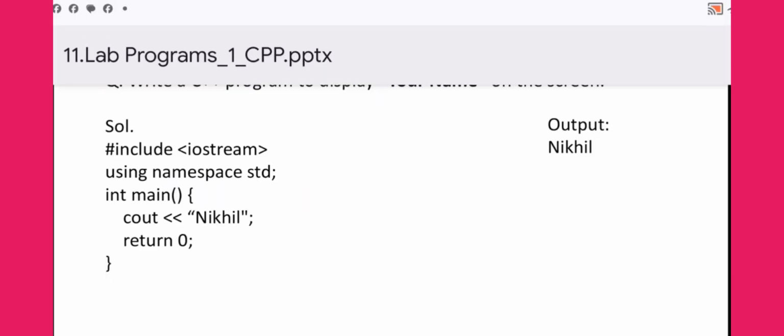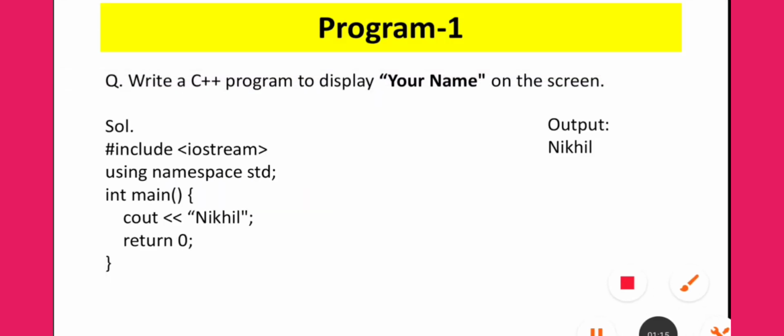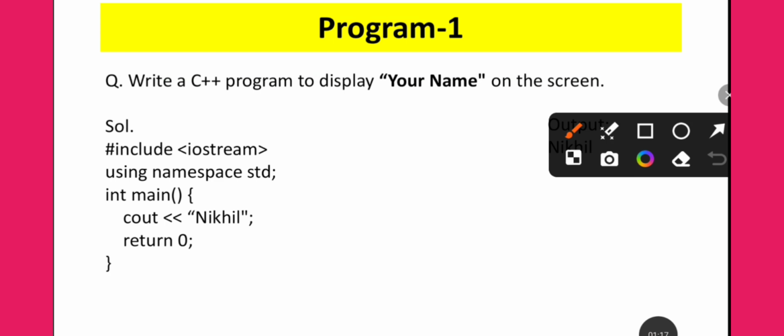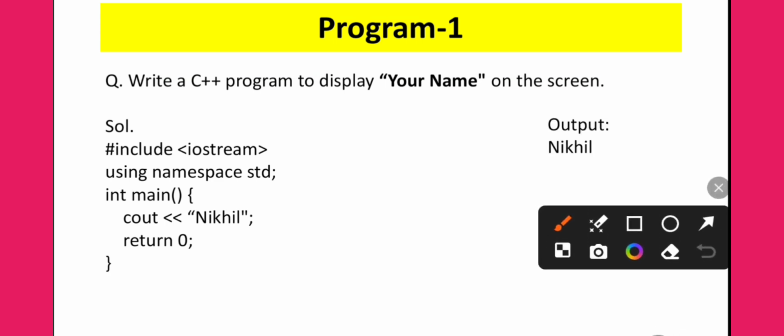Now, if we start the programs on C++, I have told you that if you know C, you can learn C++ easily. Question number 1 for the program says, write a C++ program to display your name. If you just want to display your name, how can you write a C++ program?